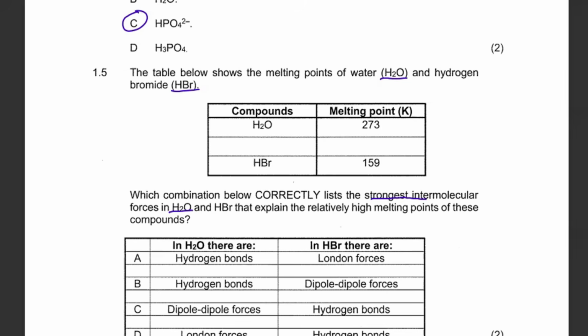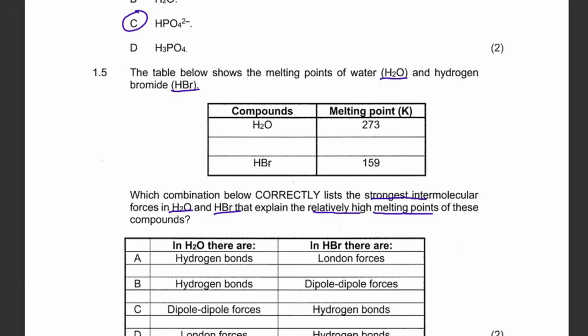Then the second option reads: in HBr there are London forces, right? So if you look at H2O, does it have hydrogen bonds? If you look at H2O and then HBr as a comparison, that explains the relatively high melting point. So we're looking at the melting point of these compounds, right? That is the main thing we need here.